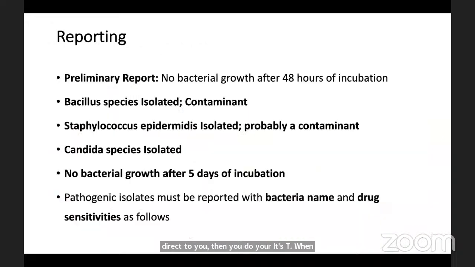Okay. Then the results, like I said, will have to go to the physician as a 48-hour result based on when you got it, or when there's no bacterial growth, you give them no bacterial growth after 48 hours. Some hospitals have a system where it is mandatory to always enter a 48-hour result. If there's Bacillus contaminant, you report as such. If it is Staph epidermidis, you report as such. Candida species, you report as such.